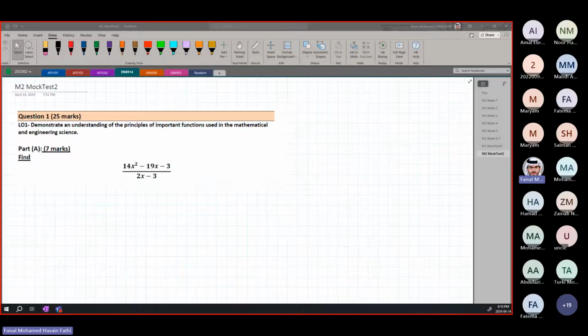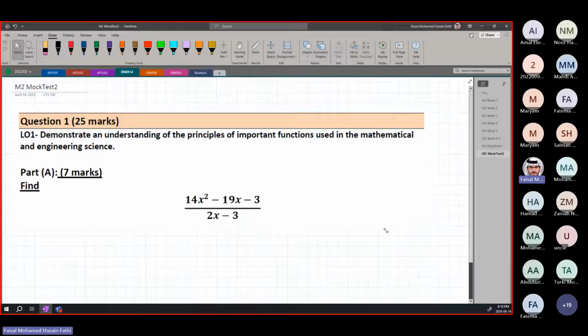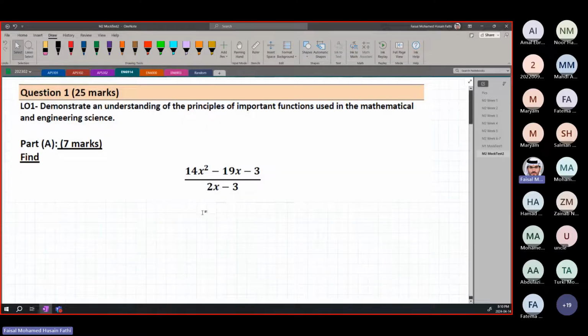Okay, so let us start solving mock test 2. If you guys at any point have any questions, feel free to ask after I complete solving a question. So we'll start with this.